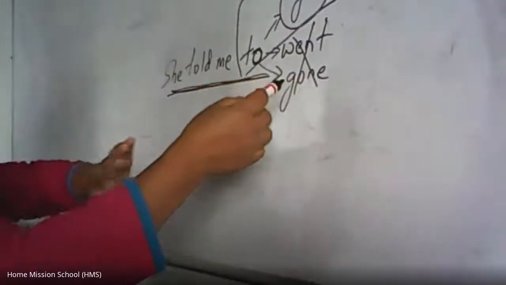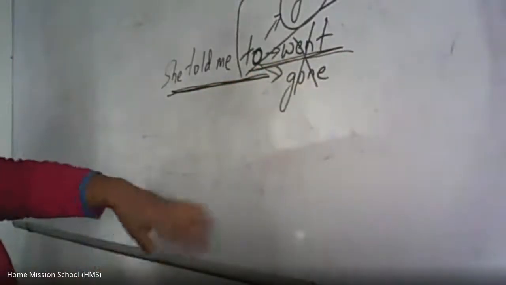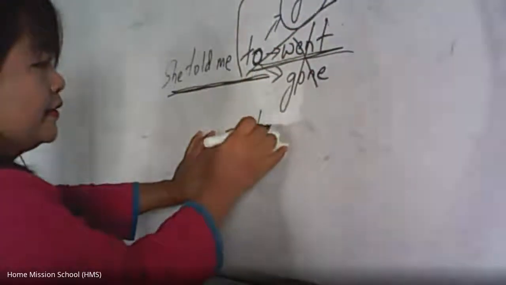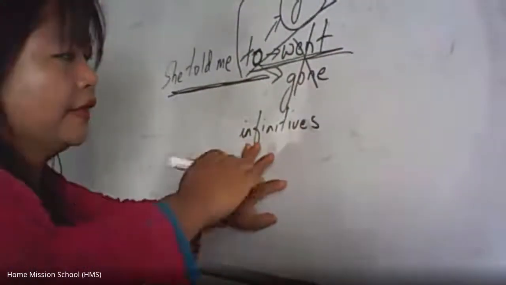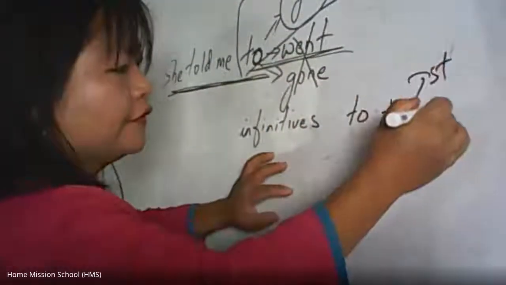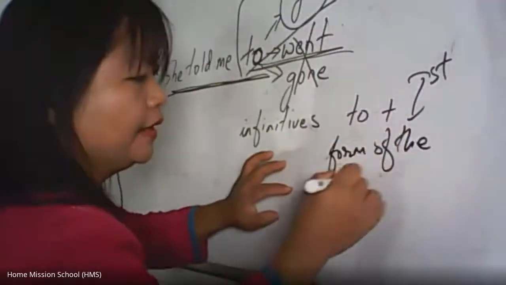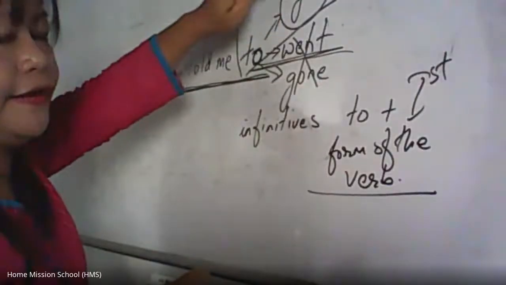Sometimes they can come in correcting the incorrect sentences. These are the things that you need to know. With infinitives, we have to use "to" plus the first form of the verb all the time. So when you see "to" plus first form, remember they belong to infinitives.